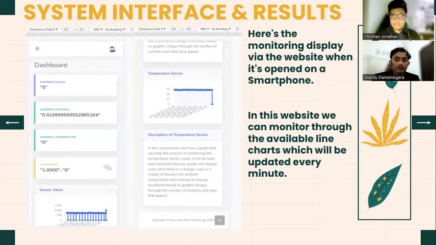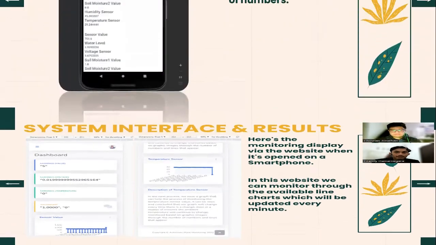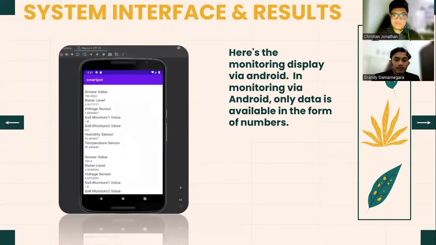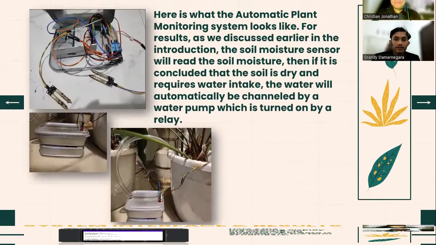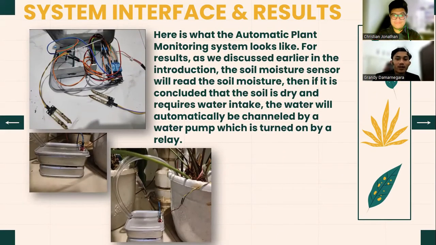On this website, we can monitor through the available line chart, which will be updated every minute. And then here's the monitoring display via Android. In monitoring via Android, data is only available in the form of numbers. And here is what the automatic plant monitoring system looks like.